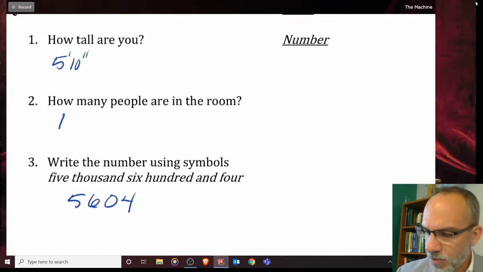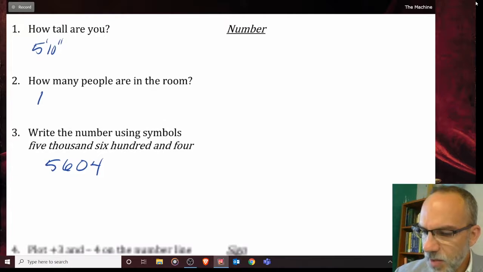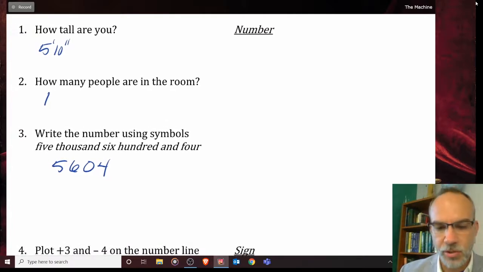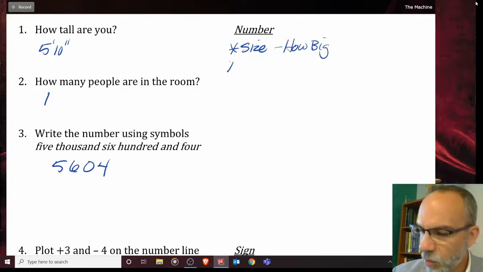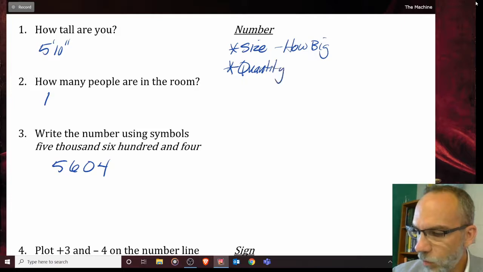Let's do notes now. Okay, number actually tells us two different things. It tells us the size of a single thing, in other words, how big. It also tells us quantity. Quantity would be how many?